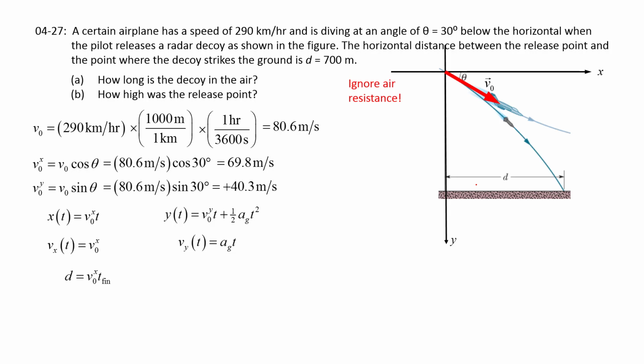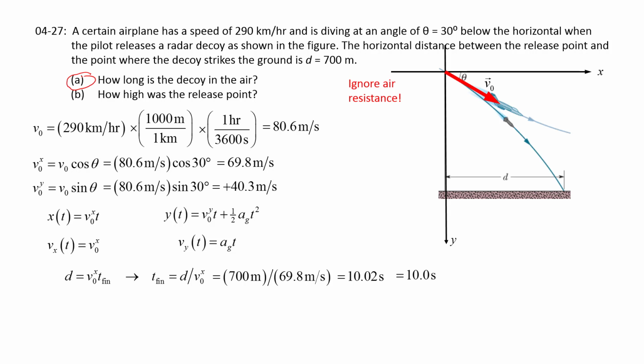So we just need to solve that for t, and then plug the numbers in to come up with 700 meters divided by 69.8. That's 10.02 seconds. You can certainly round that off to 10.0 seconds for the time in this case. Okay, that's the answer to part A. How long is it in the air?